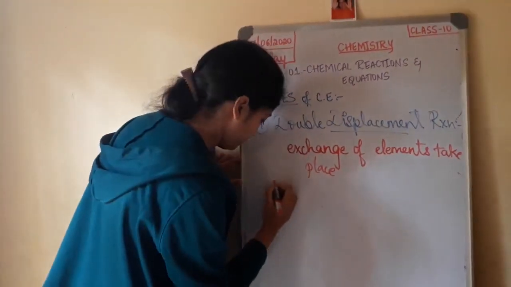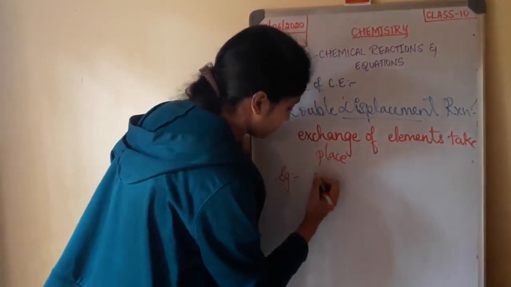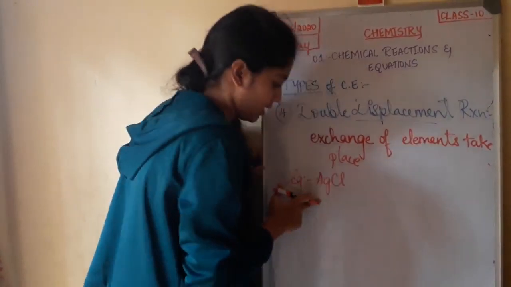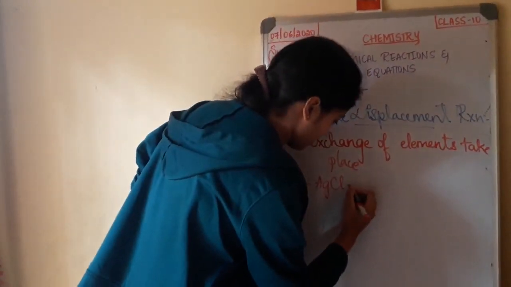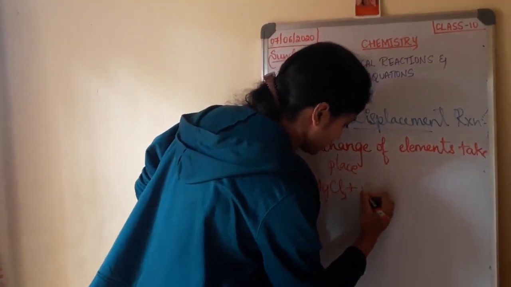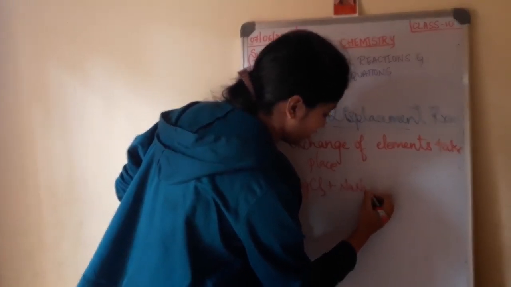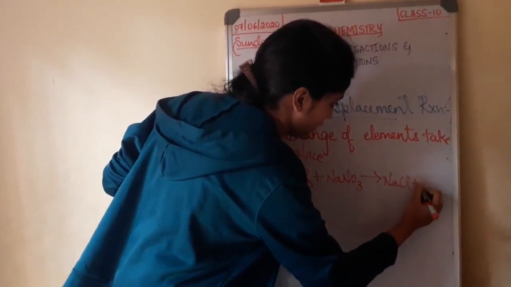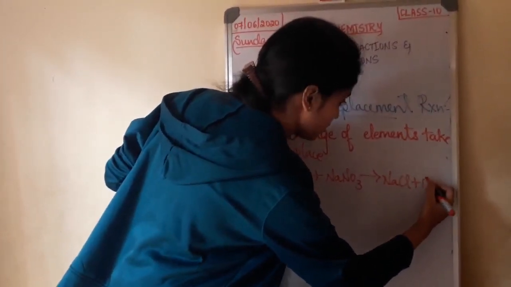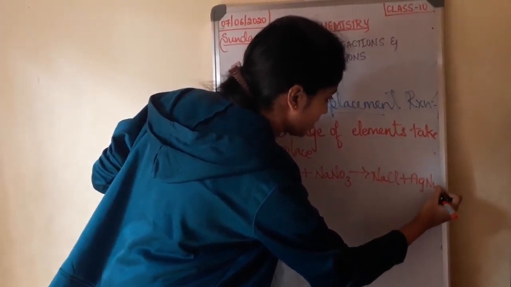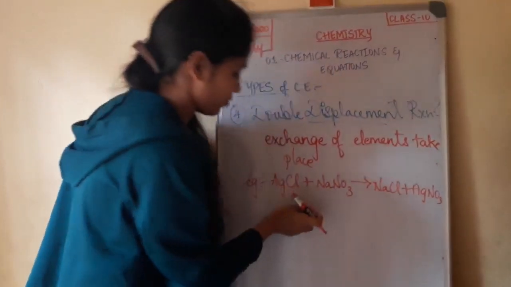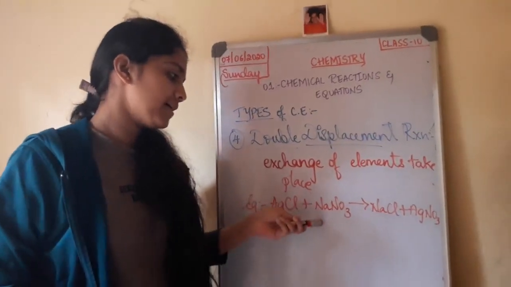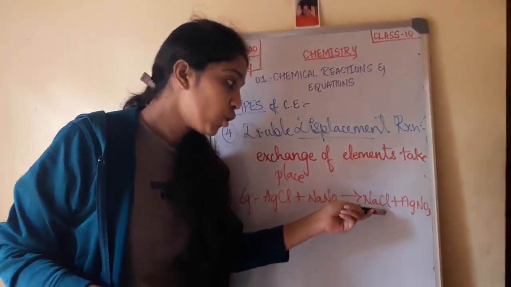For example, AgCl, that is silver chloride, plus sodium nitrate gives me sodium chloride plus silver nitrate. Okay, this one is not that. So, silver chloride plus sodium nitrate gives me sodium chloride.